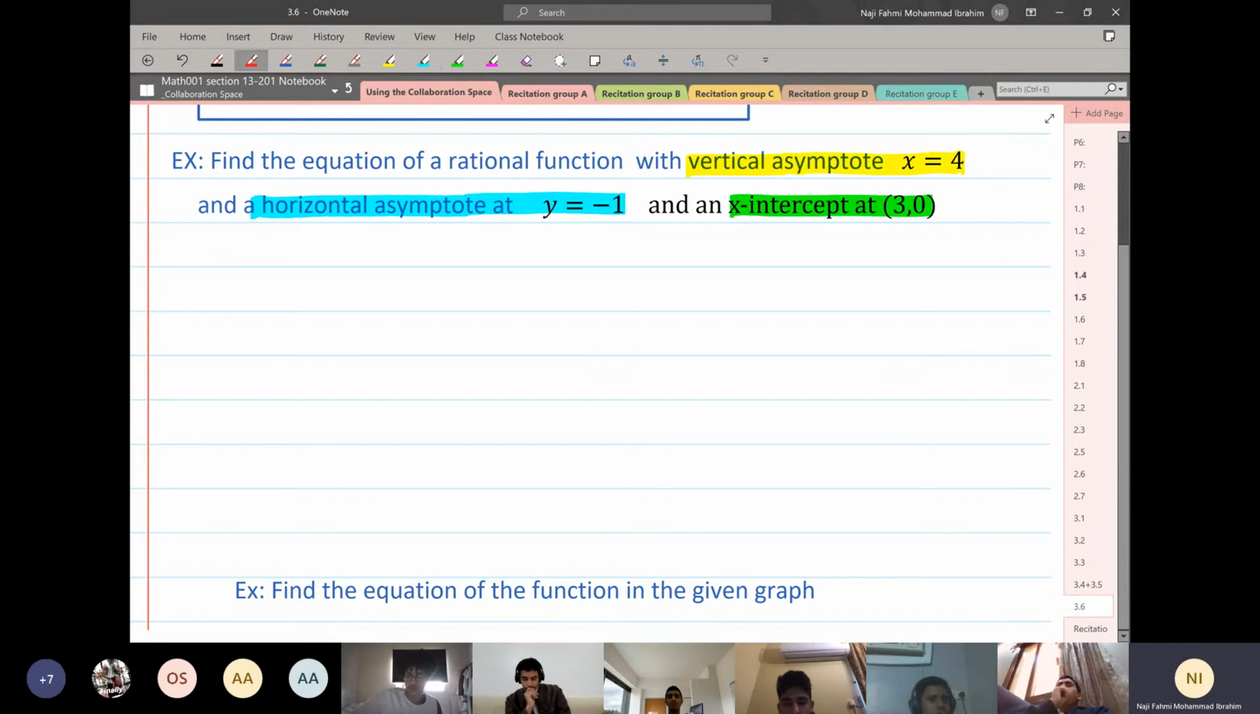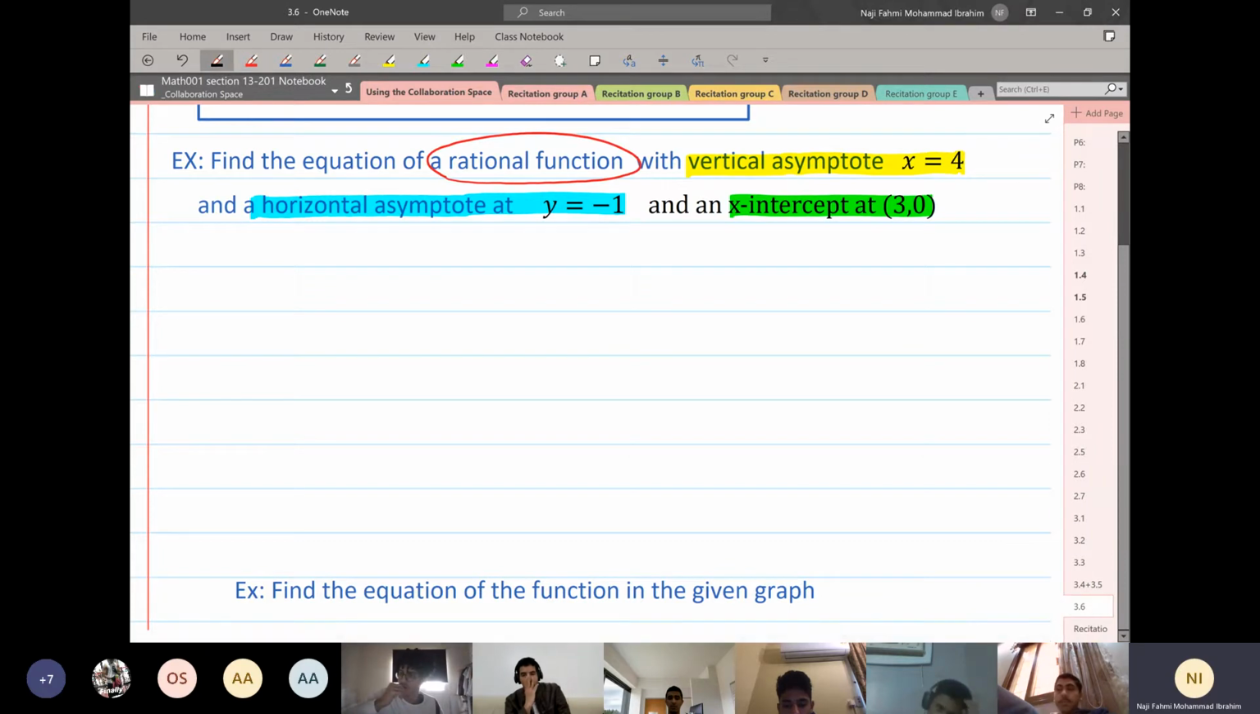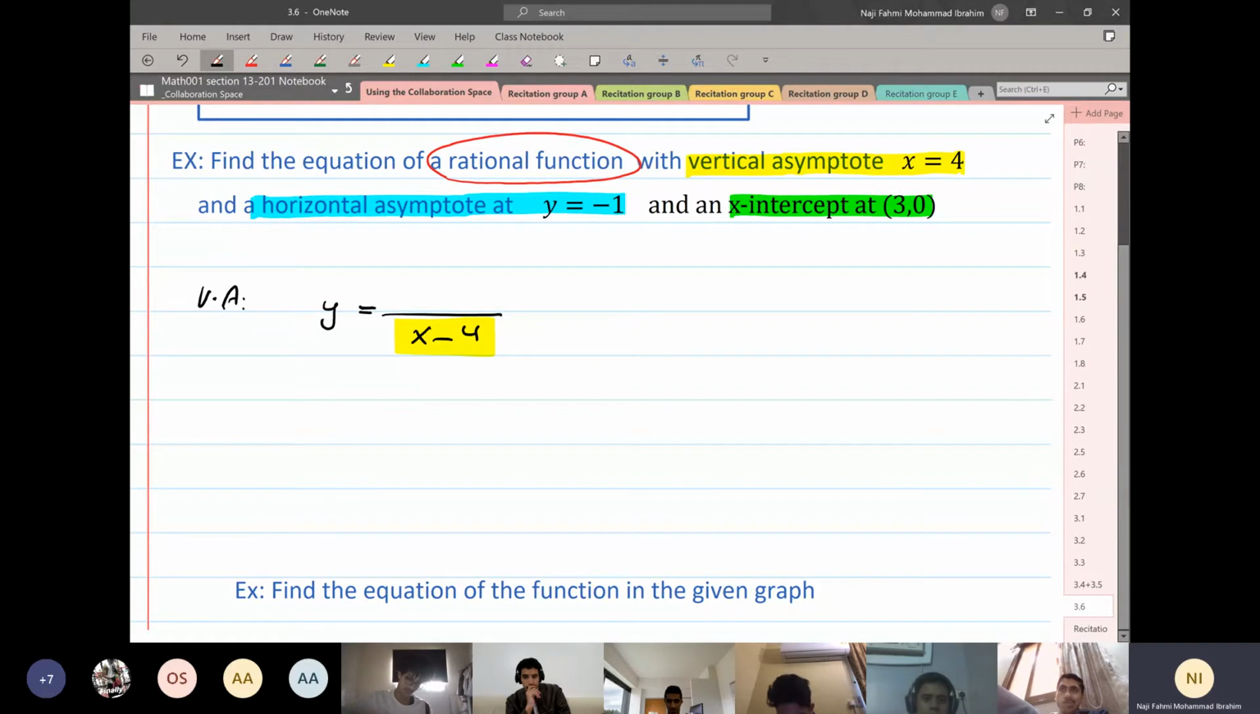Of course, he is asking about what now? A rational function. But since we are given a vertical asymptote, from the vertical asymptote, can I make a denominator? Don't forget the vertical asymptote is the 0 of the denominator. So what should I write in the denominator here? X minus 4. Why? Because we said the vertical asymptote is the 0 of the denominator, yes.